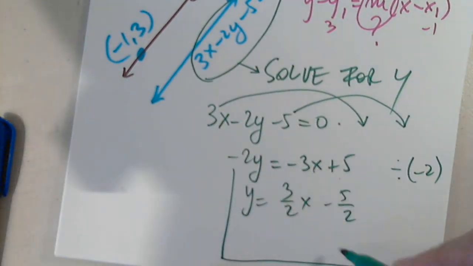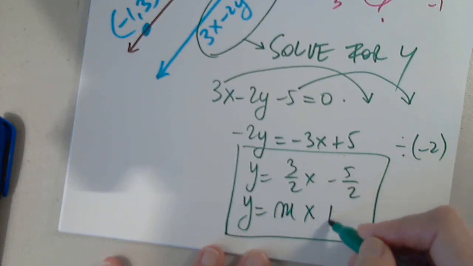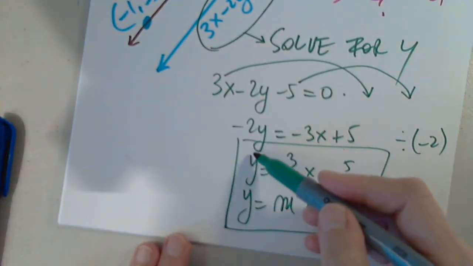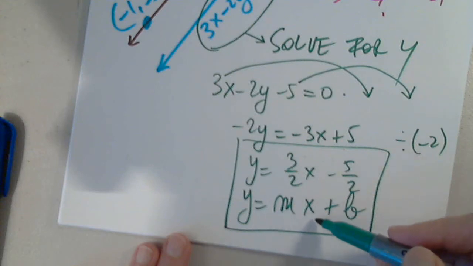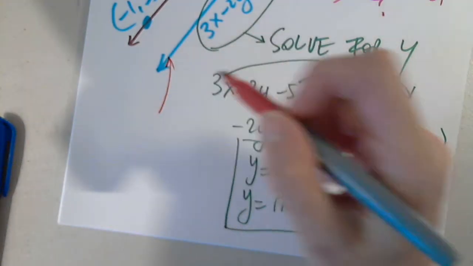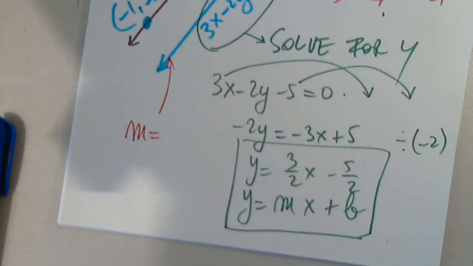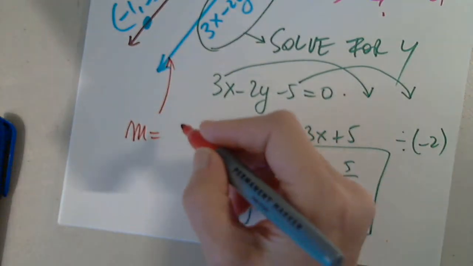Only now, I'm going to write the equation underneath so we can compare it. y is y, x is x, and the y-intercept. Can anyone give us the slope of the blue line? We just solved it for y, so what will be the slope of the blue line? 3/2. Thank you very much.